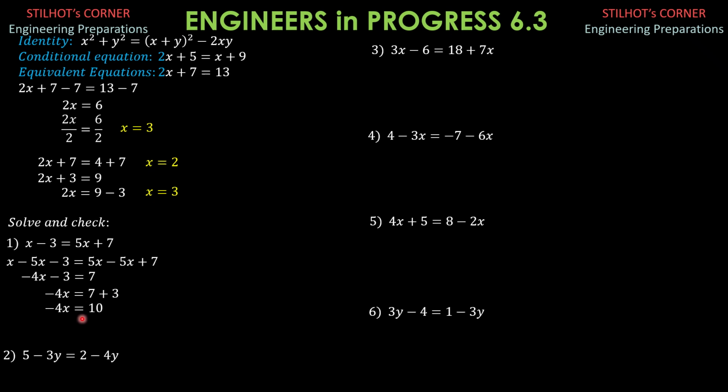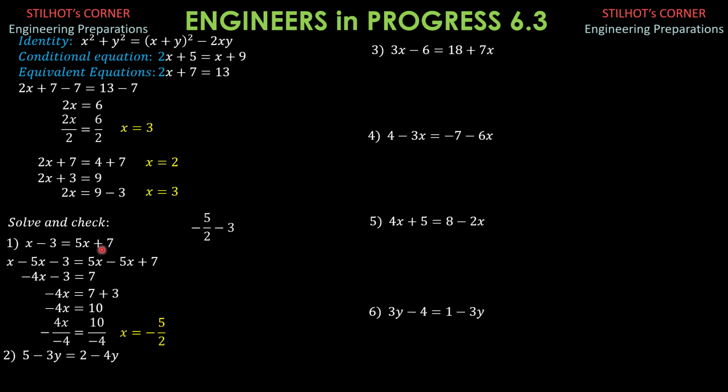Then dividing everything, or multiplying everything, by negative 1/4. So negative 4x over negative 4 equals 10 over negative 4. So finally, this is x on the left side, and on the right side, negative 10 over 4 or negative 5 halves. So then we check the original equation if it is satisfied by this, to validate our solution or final answer.